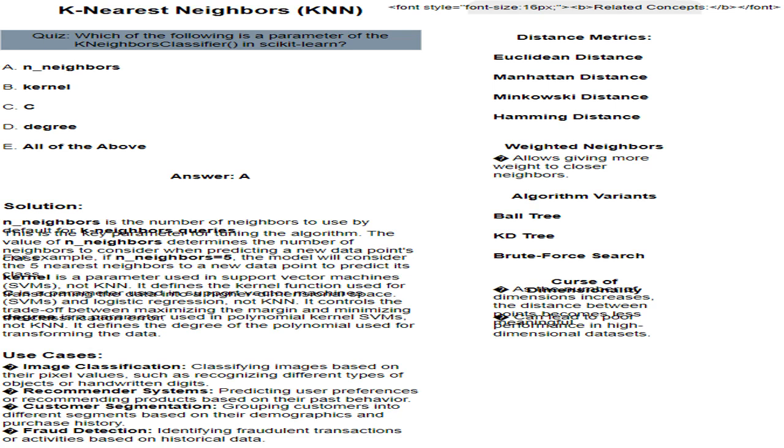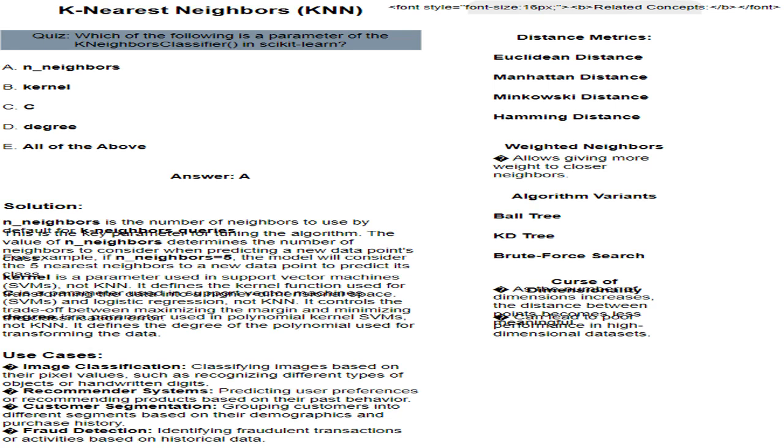C is a parameter used in support vector machines, SVMs, and logistic regression, not KNN. It controls the trade-off between maximizing the margin and minimizing the classification error. False. Incorrect.